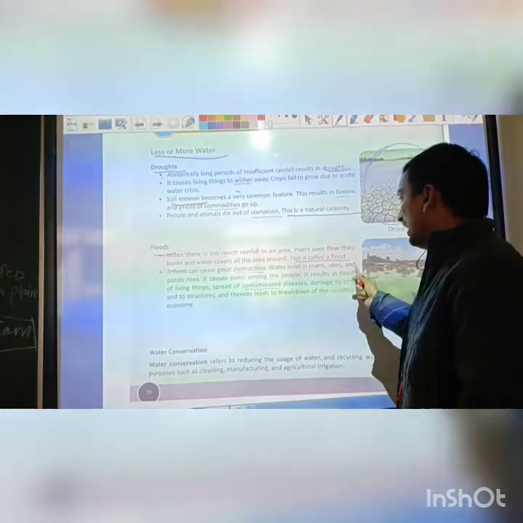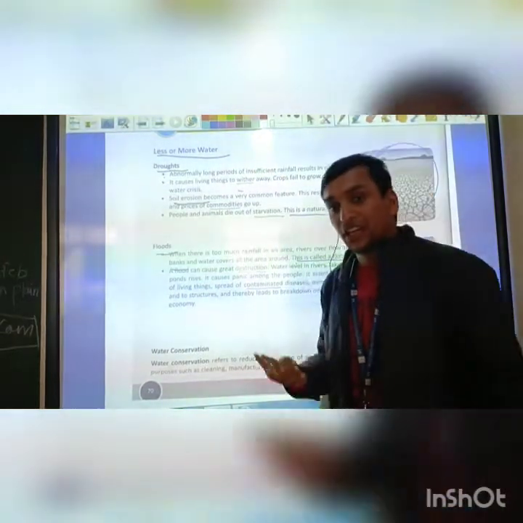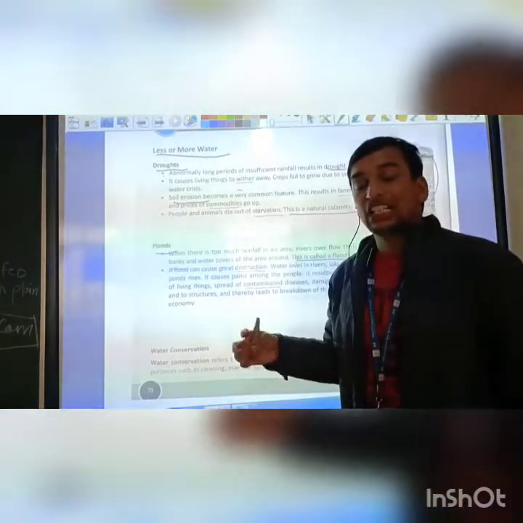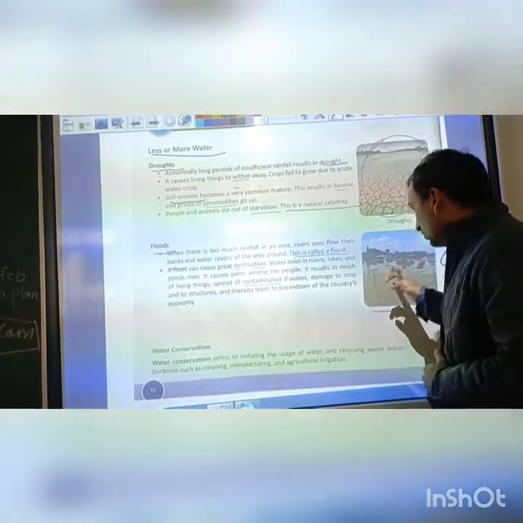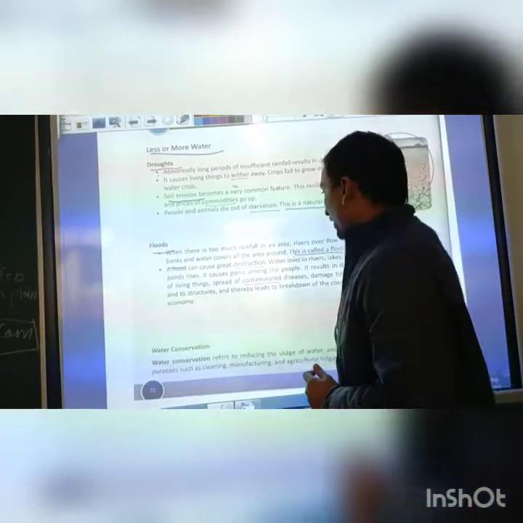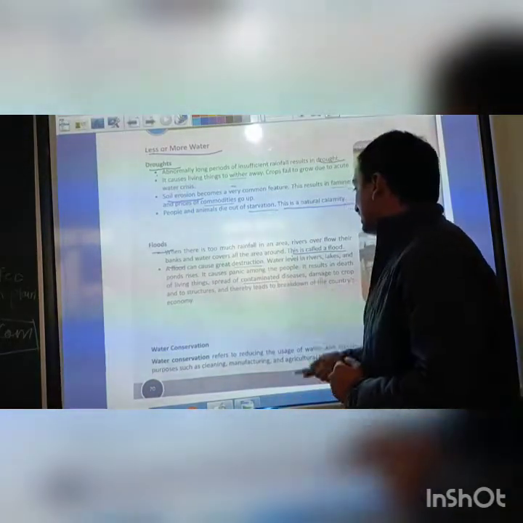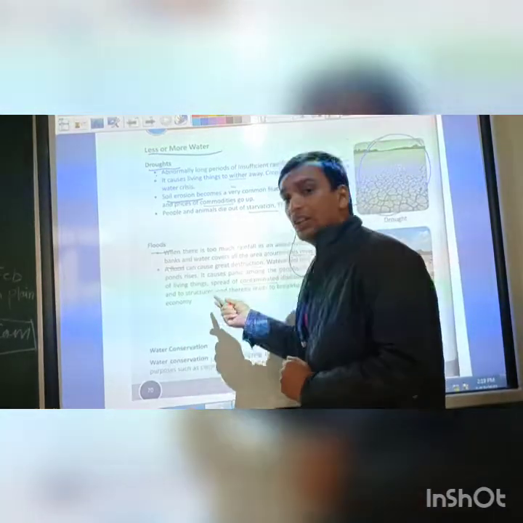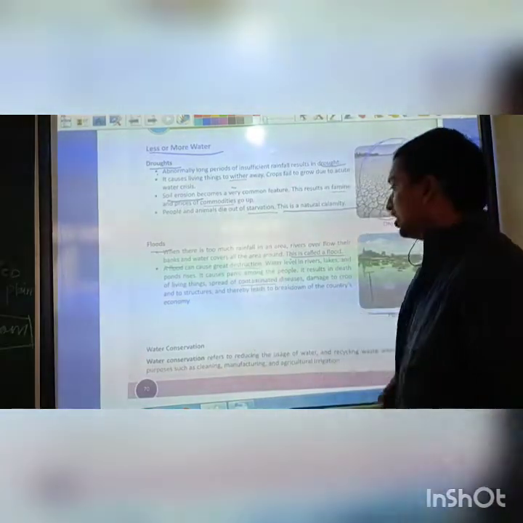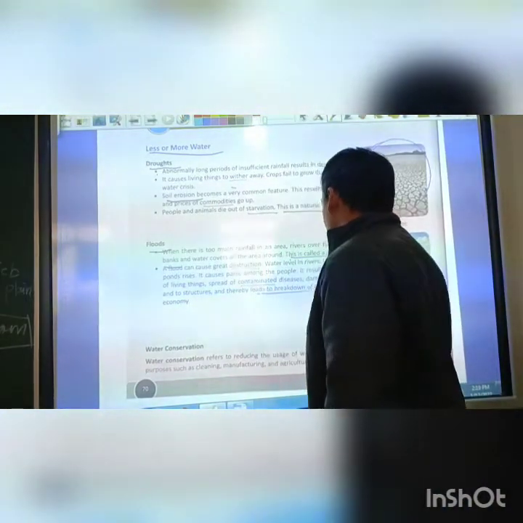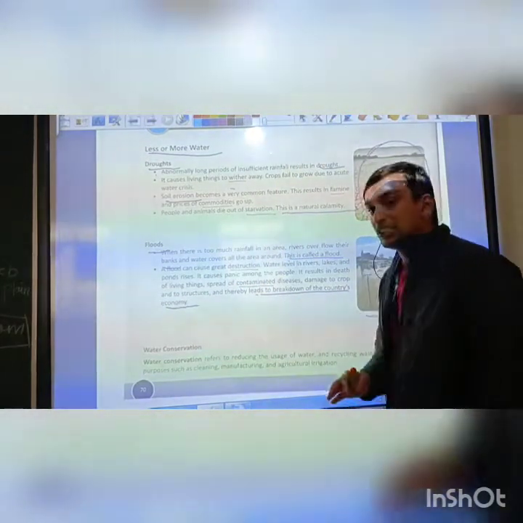The water level in the rivers, lakes and ponds rises. It causes panic among the people. People fear the water because many diseases also come with that flood water. Diseases spread because of contamination. Floods also damage crops and our structures, our buildings, and thereby lead to a breakdown of the country's economy.